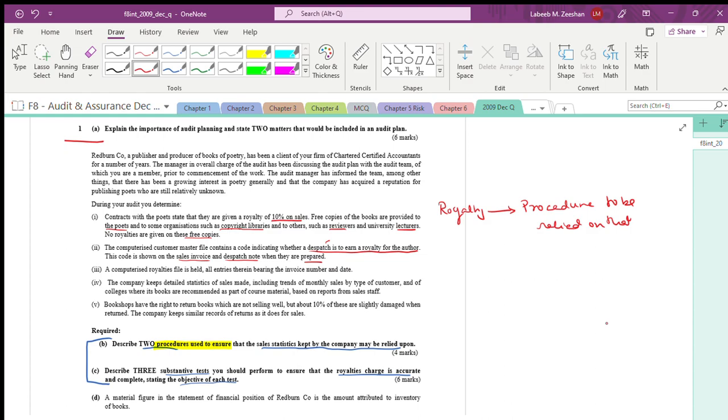A computerized royalty file is held. All entries therein bear the invoice number and date. Fine. We will verify whether the royalty file is updated. It has been updated and completeness.